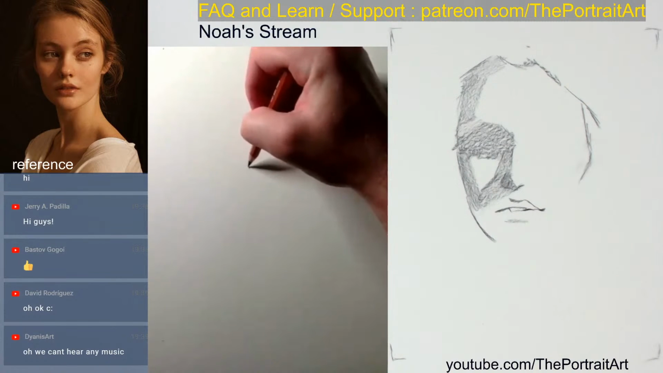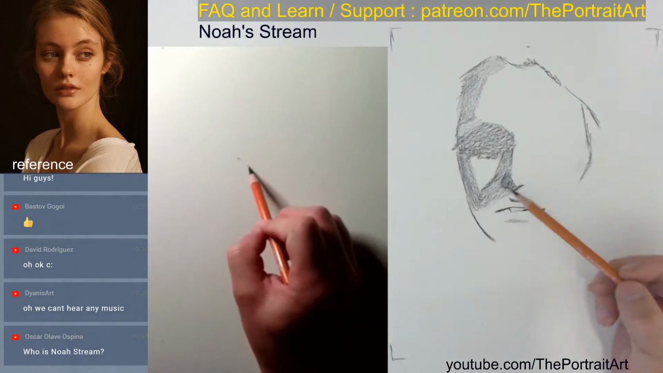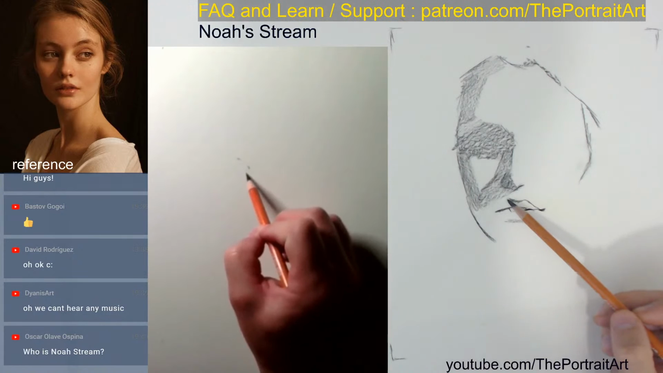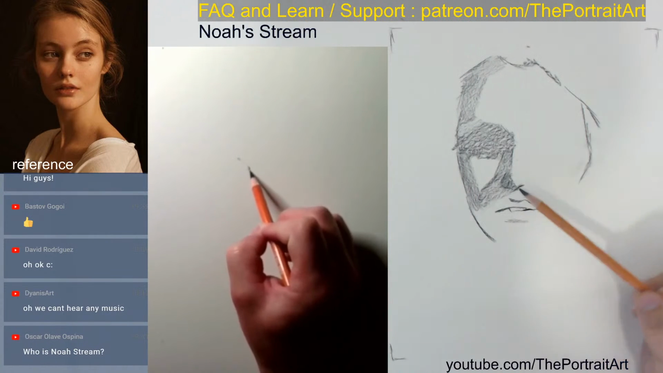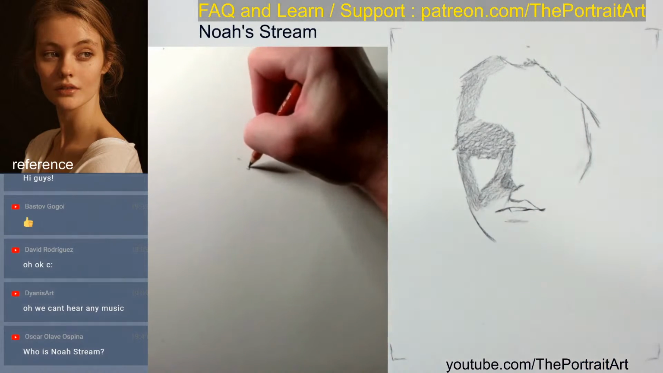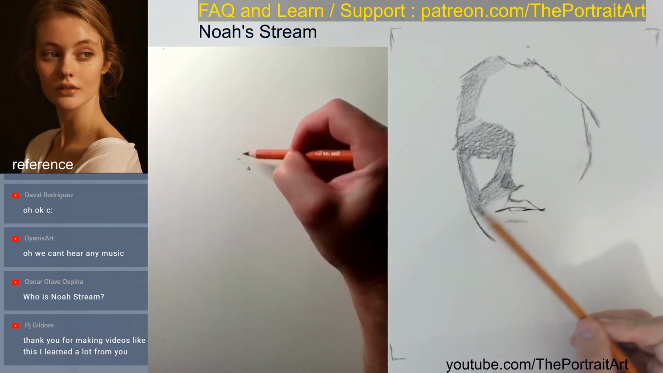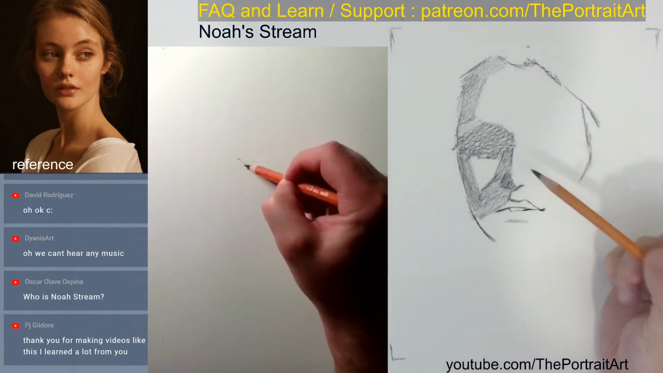Yeah, shadow mapping is definitely one of the fastest ways to establish a form. Noah is a friend of mine and one of my patrons, and he's basically another artist who's drawing with me. So we're both doing live drawings at the same time right now. Oscar, Oscar de la Hoya, the golden boy.